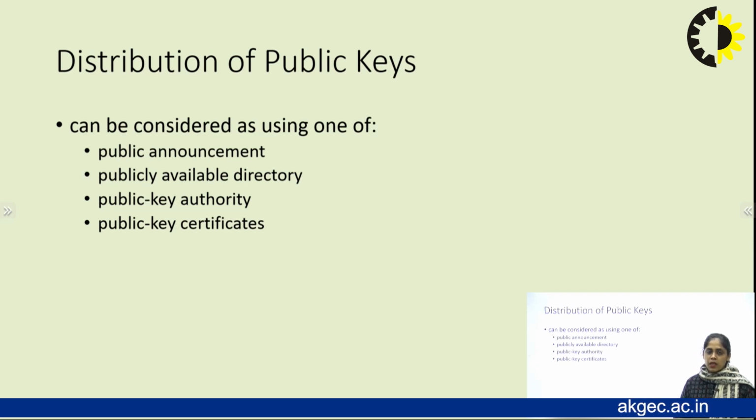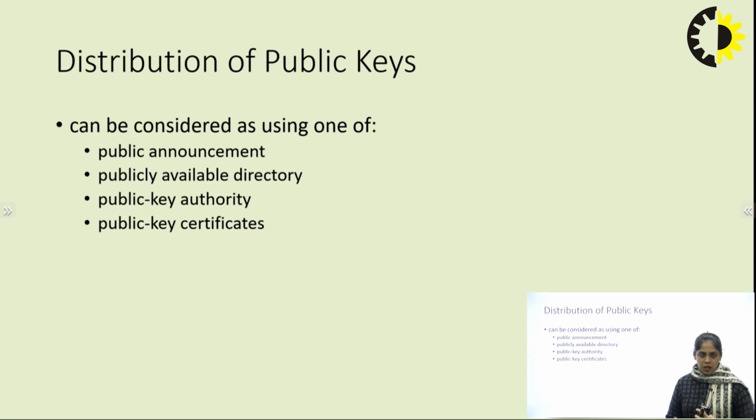Third is public key authority. We have a central authority system which will distribute the keys. Finally, the fourth is public key certificate, in which a certificate system takes place. We provide a key, then an acknowledgement is received. Then again the distribution of these keys takes place between the sender and the receiver, and each and every time we acknowledge it with the help of a certificate.